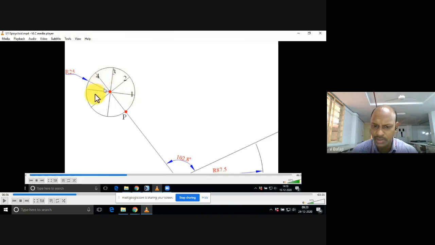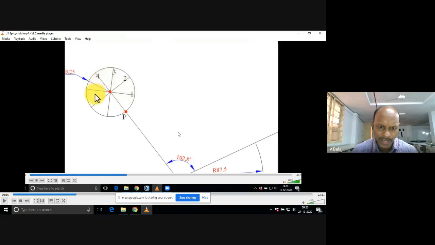Now here, the ground is not a straight ground. Compare with the cycloid problem. Here the ground is a curved, circular path, radius 87.5. That's why we got this angle of 102.8 degrees. Otherwise, if this angle is 0, then the problem becomes a cycloid only.